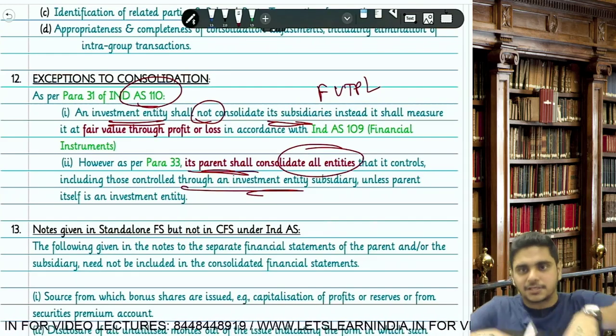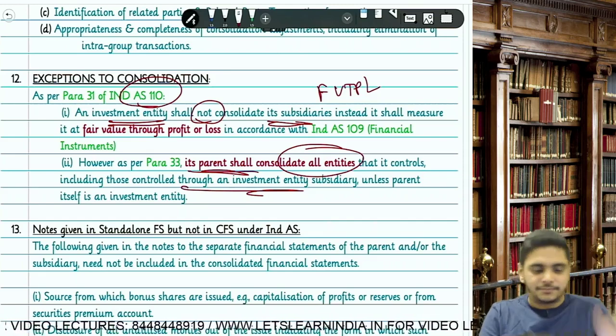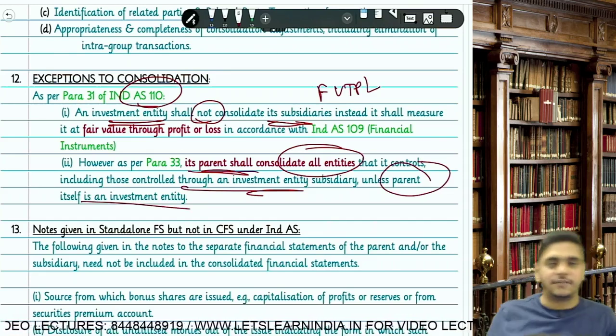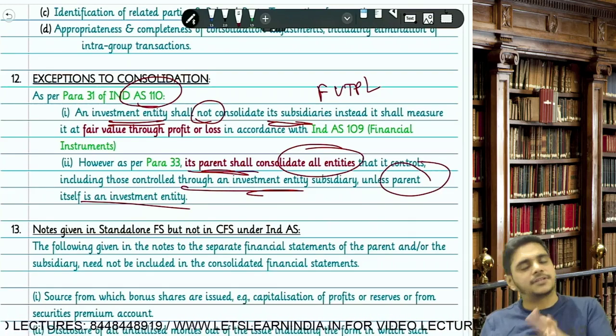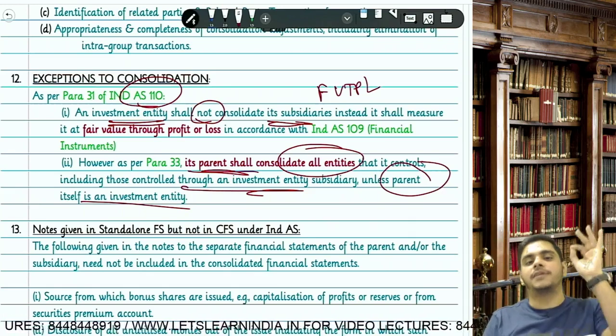That means AB Limited plus other baby, Katrina, Deepika, everything, unless parent itself is an investment entity. Unless parent itself is an investment entity means if mummy wants exemption, mummy itself should be an investment entity.